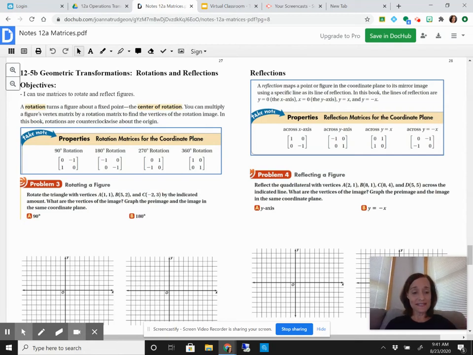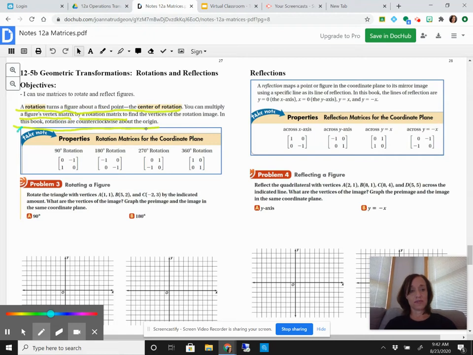It says here, a rotation turns a figure about a fixed point, the center of rotation. You can multiply a figure's vertex matrix by a rotation matrix to find the vertices of the rotation image. In this book, rotations are always going to be counterclockwise around the origin. When you use matrices, you are not necessarily limited to rotating about the origin, but we're just doing some simple stuff here. We are not going to be doing anything more than rotating, say, a triangle around the origin. So let's get started.